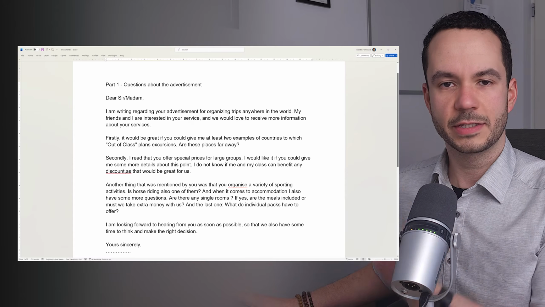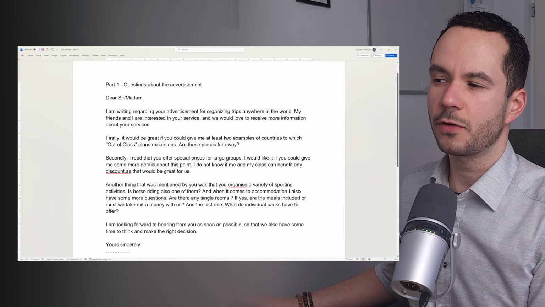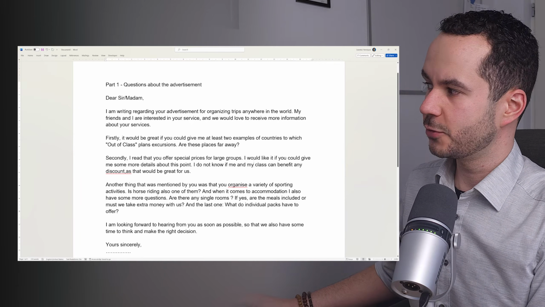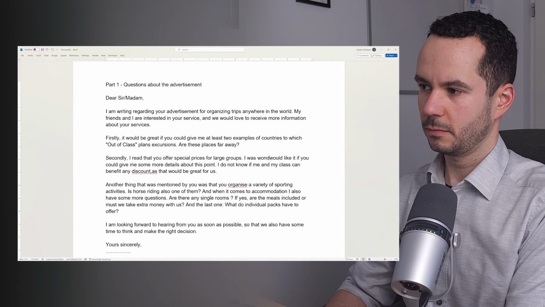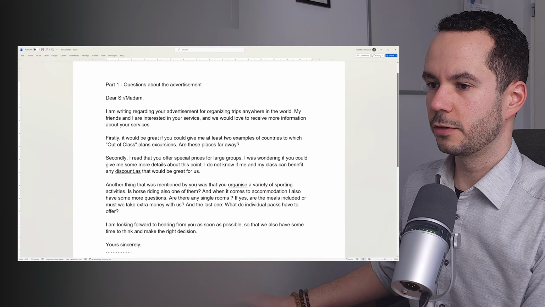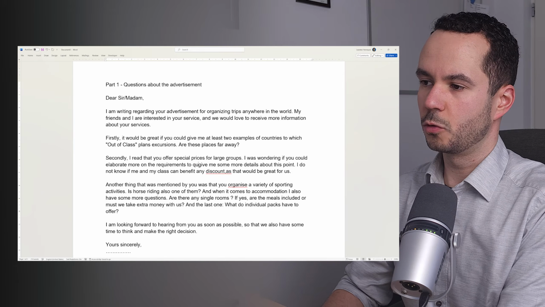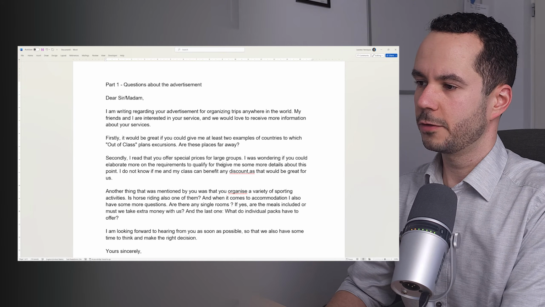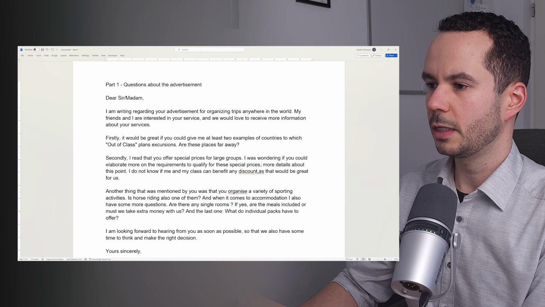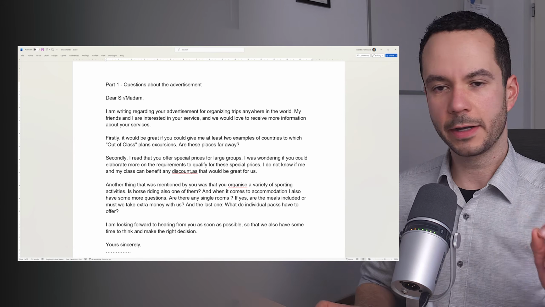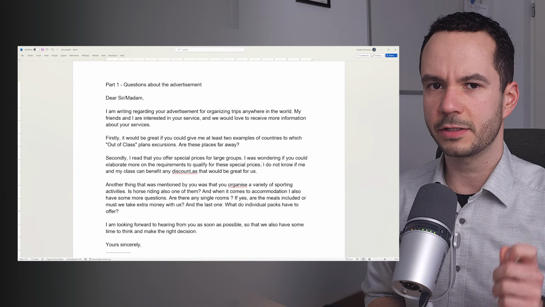Now, even though we understand the message of this sentence, it doesn't really sound very natural. So let's turn it into, I was wondering if you could elaborate more on the requirements to qualify for these special prices. Now, there's a reason why I added these extra words in this sentence, because there are a few words that stand out.